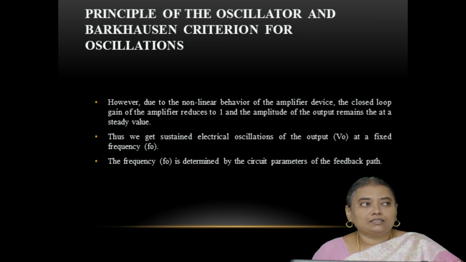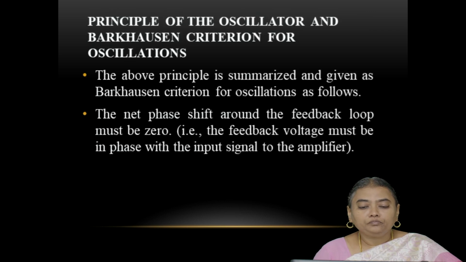Then we get sustained electrical oscillations of the output V naught at a fixed frequency F naught. The frequency F naught is defined by the circuit parameters of the feedback path. This principle is summarized and given as the Barkhausen criterion for oscillations. The net phase difference around the feedback loop must be 0. That is, the feedback voltage must be in phase with the input voltage to the amplifier.